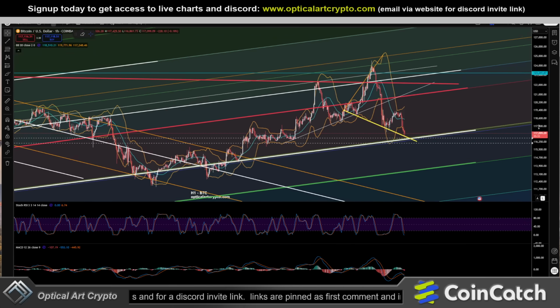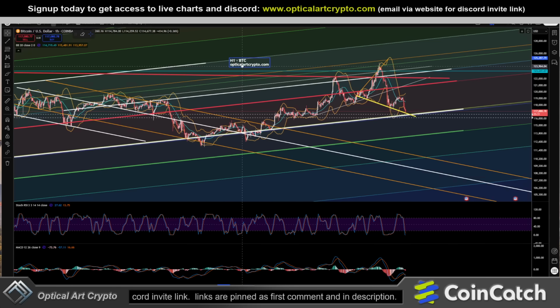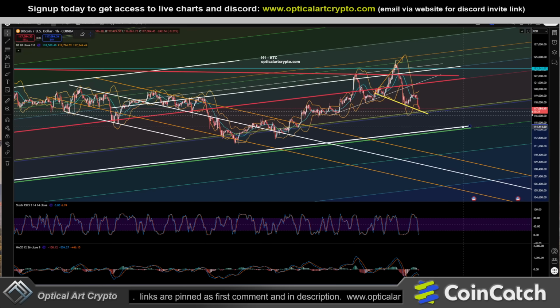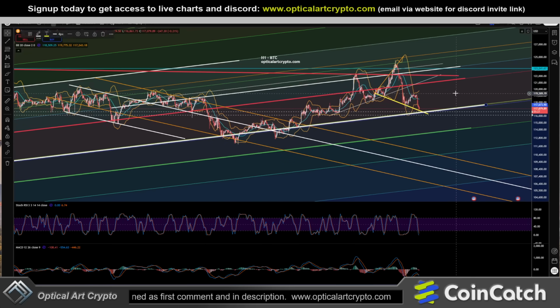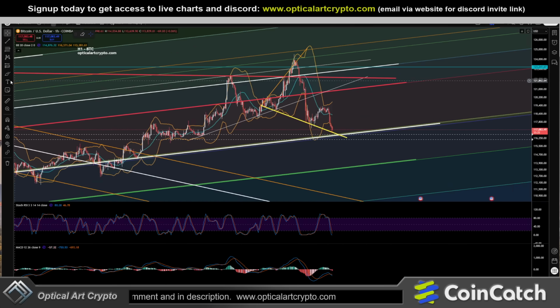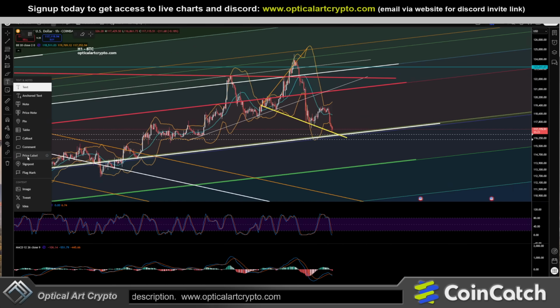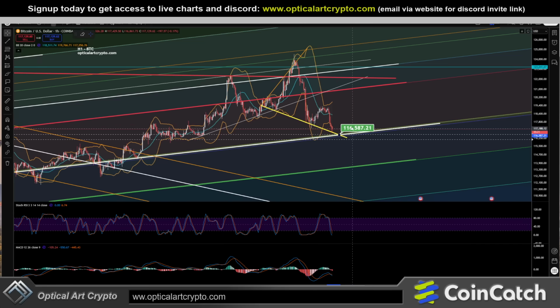You can see this white line right here. This is the H1 chart. You can see this white line just outlining a fib channel. This is a very key support level, and that matches exactly the target I just showed you on the other chart. So we're looking at maybe 116,587.